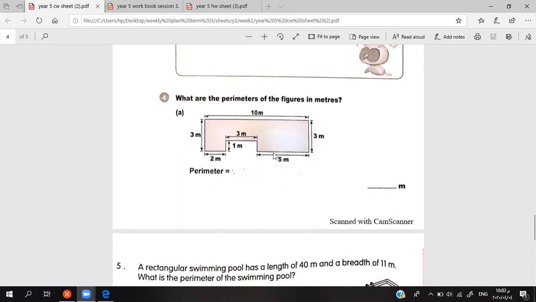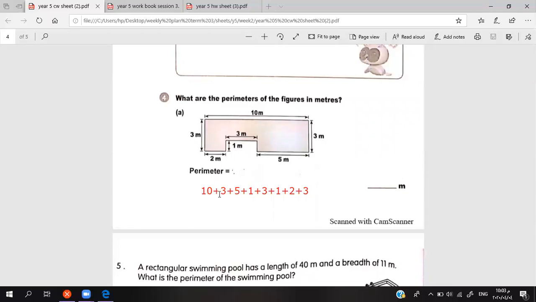Okay, let us see, guys. I don't know if you can do it, but you know that the perimeter is the outside. Can you add these numbers? Try to do it and come back. So I'm going to add 10 plus 3 plus 5. And there is a missing side here. Don't forget it. This side is equal to the one opposite to it, which is also 1, plus 3 plus 1 plus 2 plus 3.